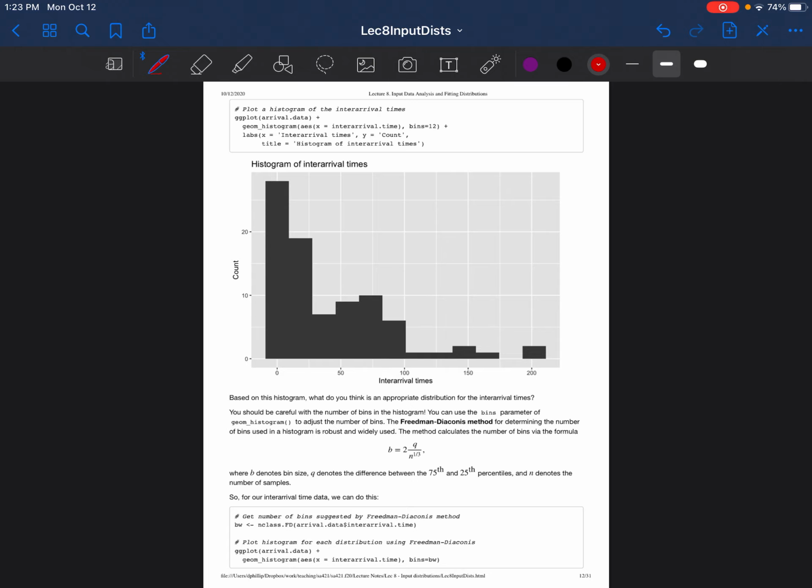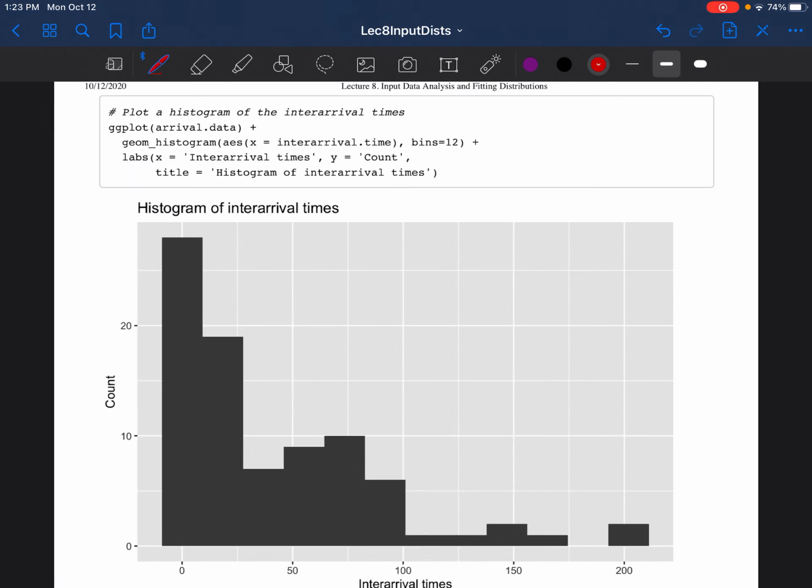For this we're going to use ggplot. Note how ggplot uses something very similar, a connector syntax, but here the connector is plus. ggplot needs a data set, here it's arrival.data. And then we put in different commands in order to turn it into a histogram. geom_histogram says a histogram. The x is going to be the inter-arrival time. We just chose arbitrarily 12 bins, and this is what it looks like.